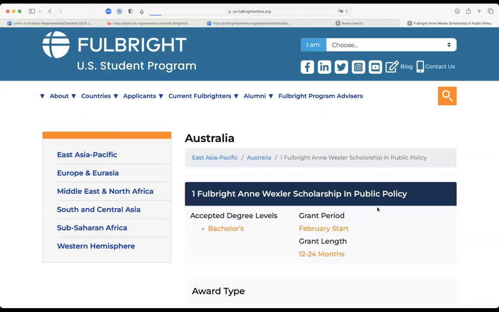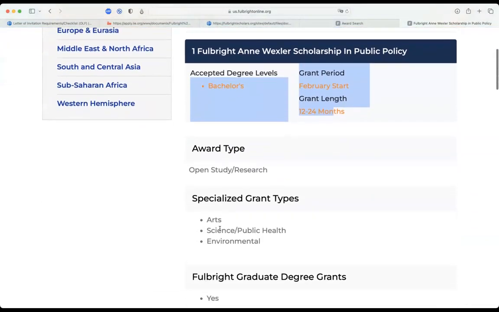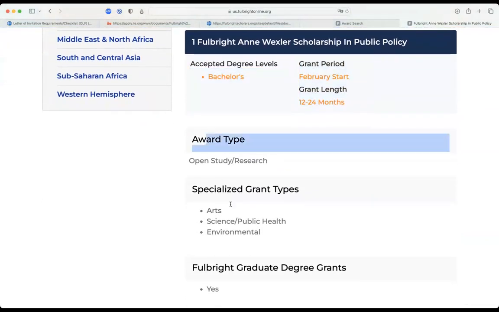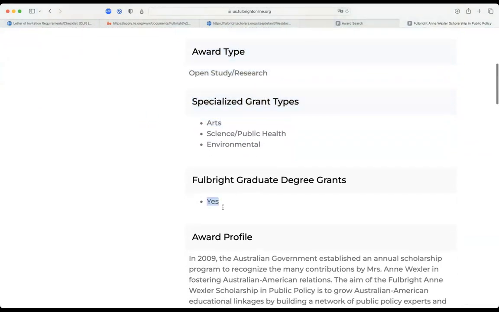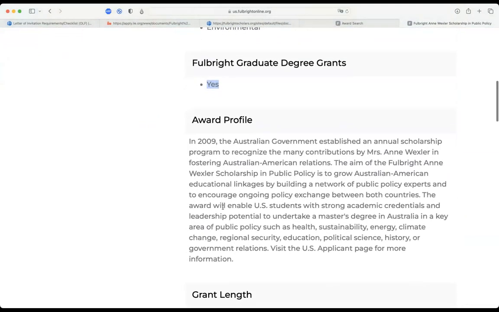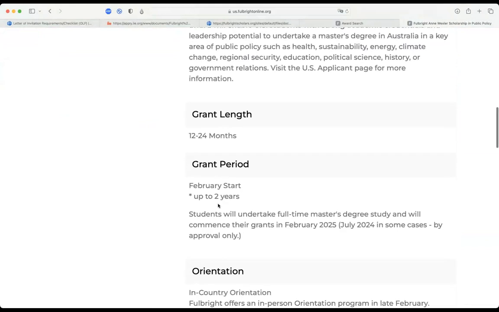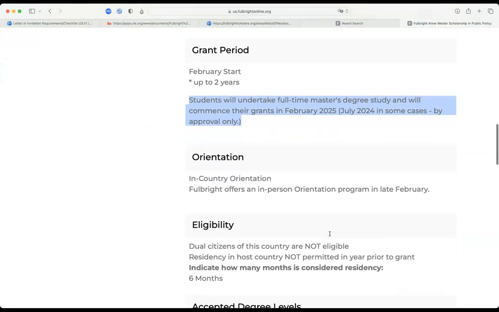Maybe you have family there. Maybe you want to get a great collection of quality pictures, whatever it is. This is something where you can go and study for 1 to 2 years. And we see that you can do a graduate degree, and they'll be starting in February. So you might say, oh, yes, I have other business I need to wrap up first. But once I'm there, I'll be able to get started.